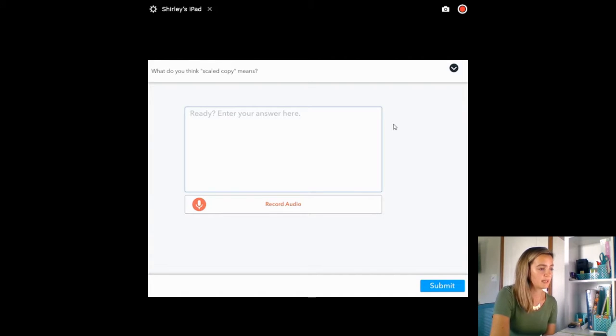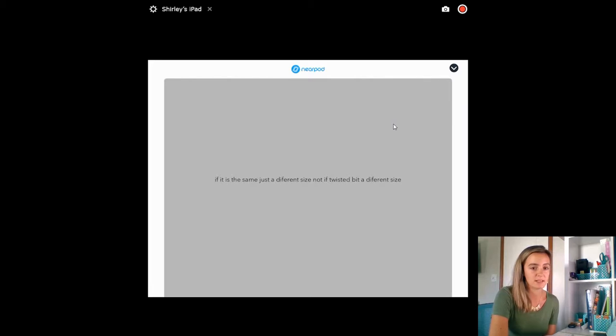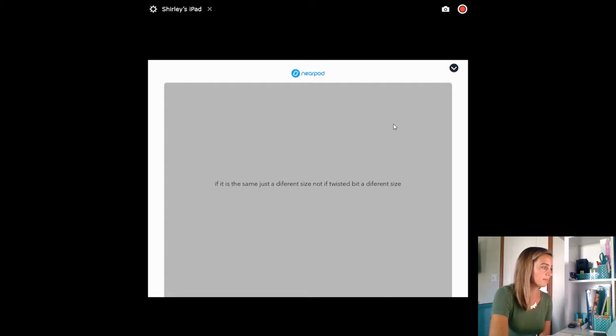I do like this answer, so your screens are going to pause for a second, and you should all be seeing something now. It says if it is the same, just a different size, but not twisted, but just a different size. So I like that explanation. He's talking about it's not squished in any one way or the other. It's all staying the same.